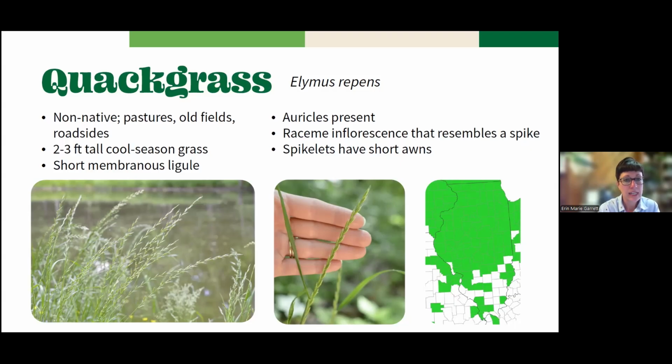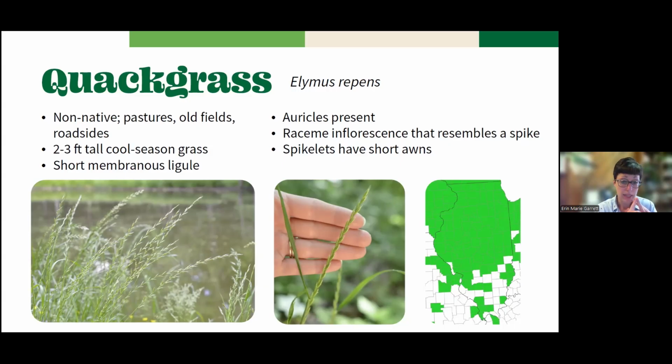It is in the Elymus genus. It has been in several other genera. This one's been moved around quite a bit. So the Elymus is the same as our rye, right? We talked about those earlier, which means they have a short membranous ligule and auricles.